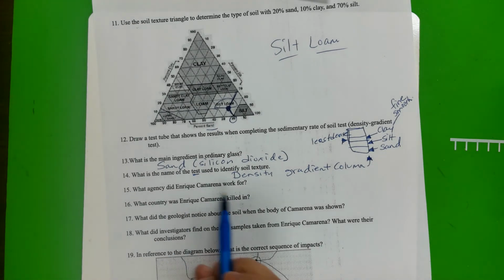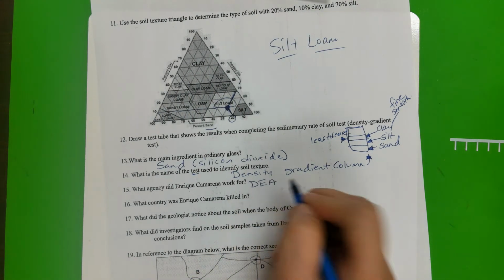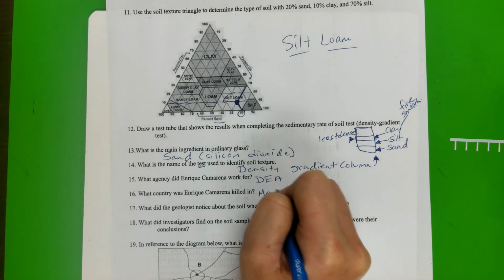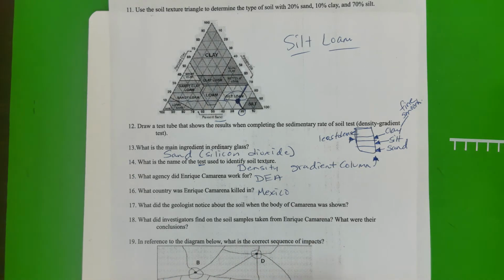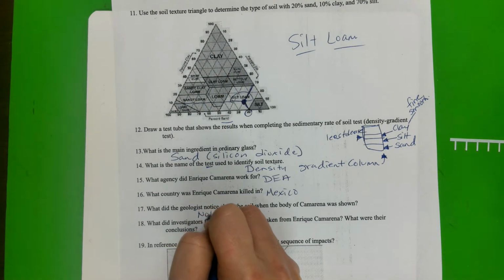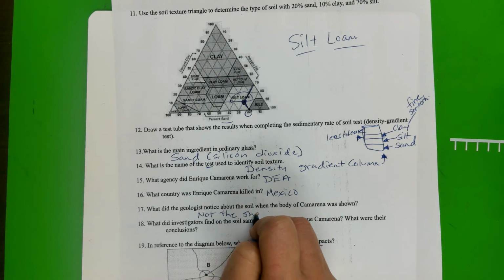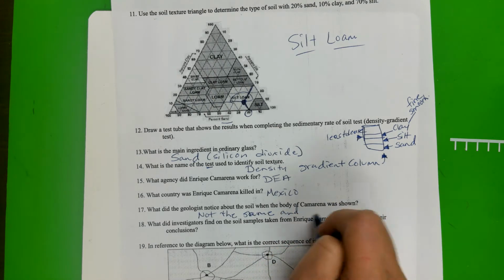So what agency did Enrique Camarena work for? The DEA. What country was Enrique Camarena killed in? Mexico. What did the geologist notice about the soil when the body of Camarena was shown? It was not the same. Not the same. Not the same. And the color.